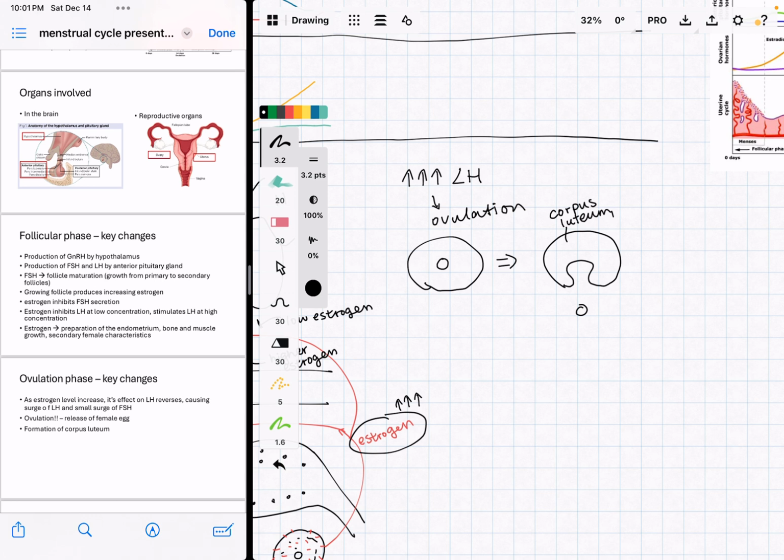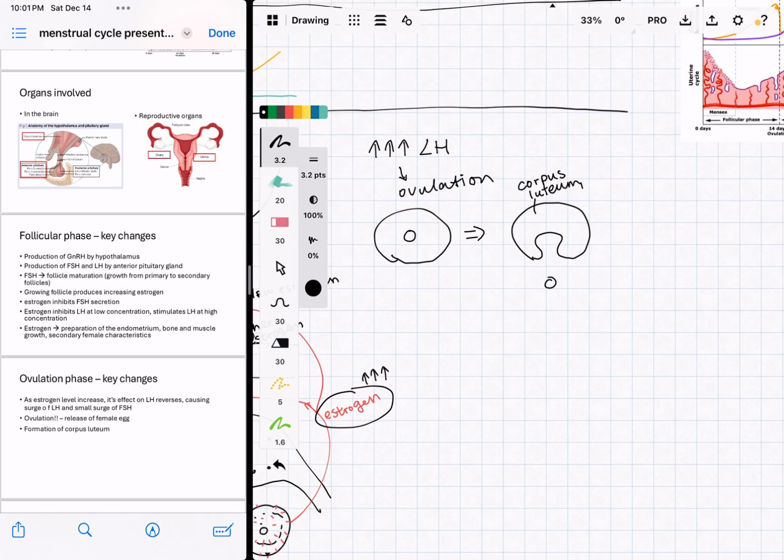Did you just ask what happens to the egg? Yep. So basically, after this egg gets released, it's going to travel down the fallopian tube, and that's when it's going to wait for a potential fertilization. And if it's not fertilized, then it's just going to die and shed away with the endometrium at the end of the menstrual cycle.